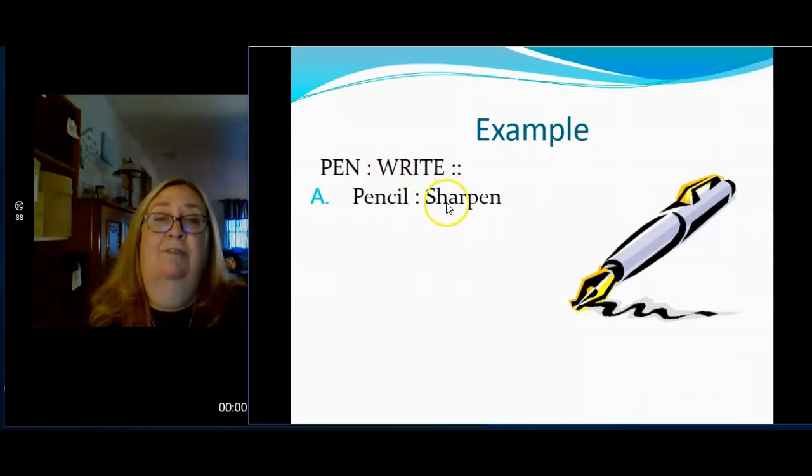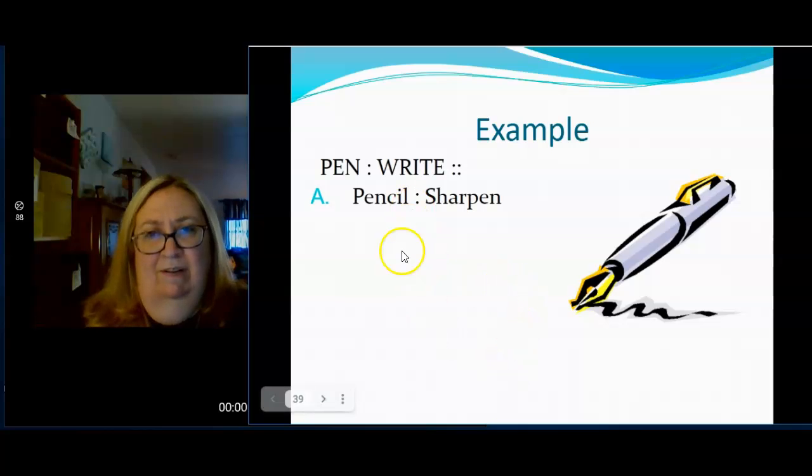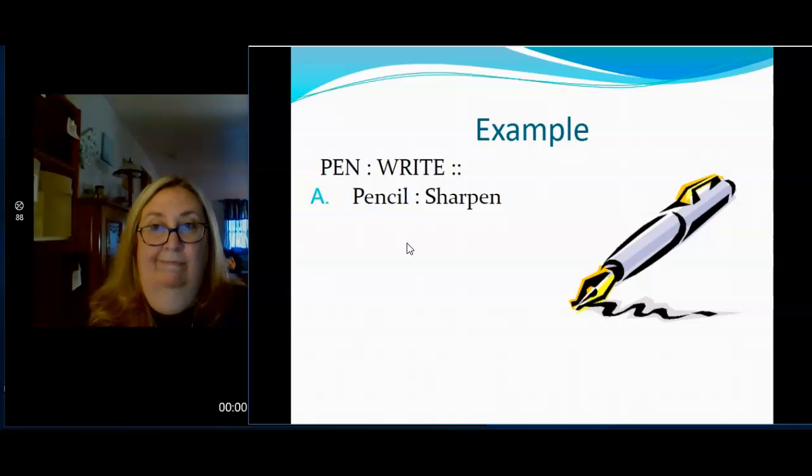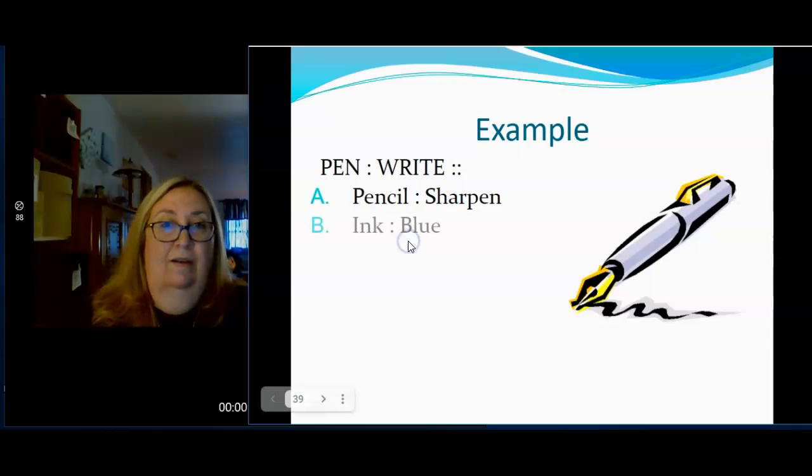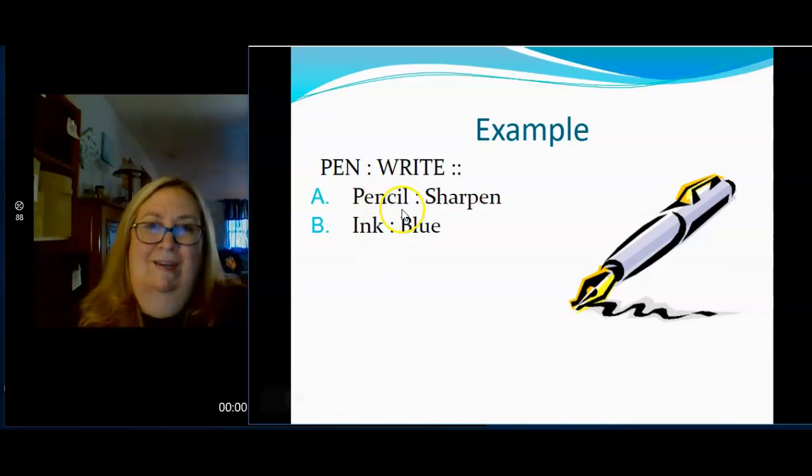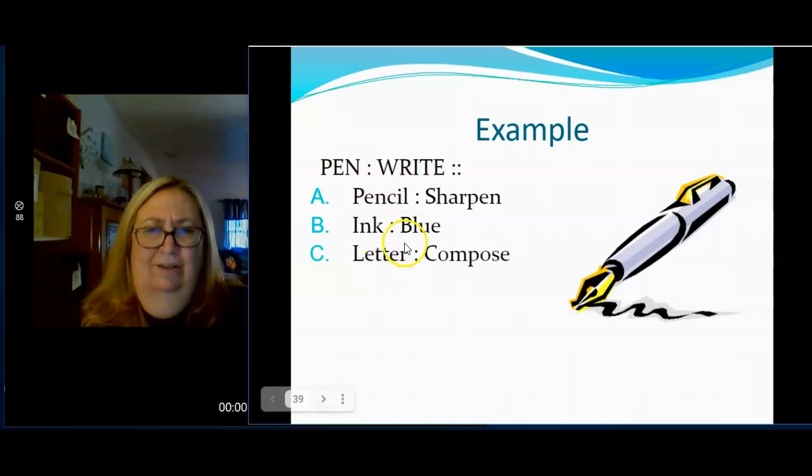I use a pencil to sharpen. Well, I can sharpen a pencil, but I hope there's a better answer because when I pick up my pencil, I don't go, oh, good, now I can sharpen it. That's not what I need it for. I can use an ink to blue. I can use a letter to compose.